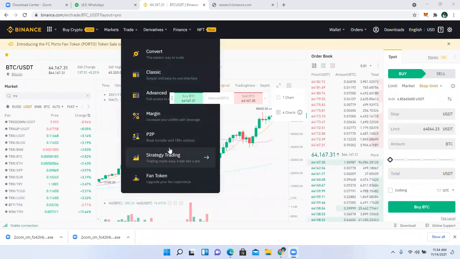So that's P2P, and those are pretty new. They just came up recently. But mostly what you just need is Convert and Advanced for the meantime. Then when you learn Futures, you can move to Futures, right?